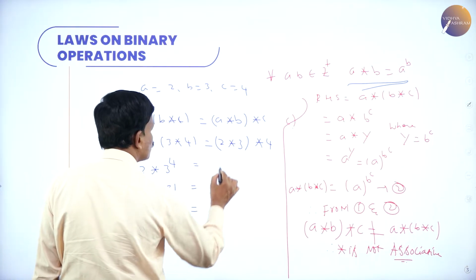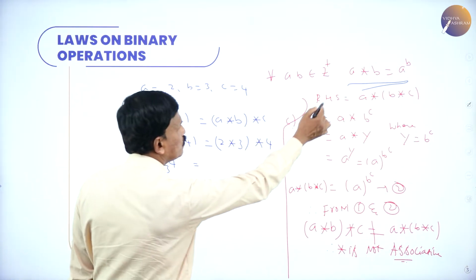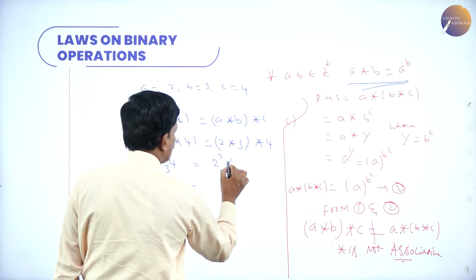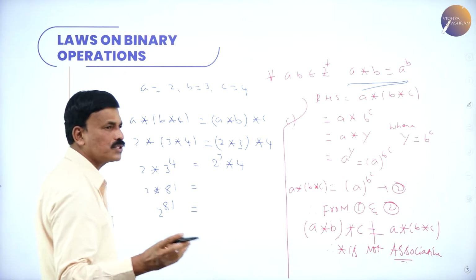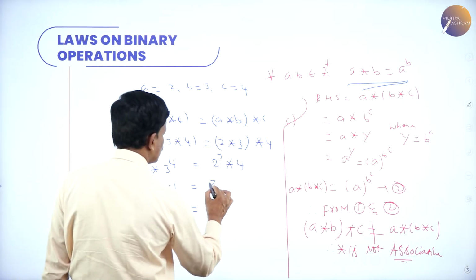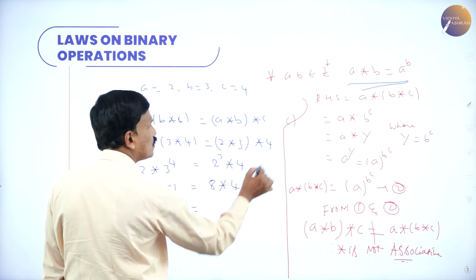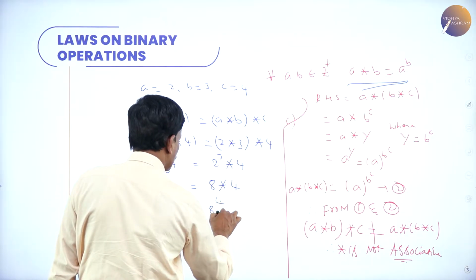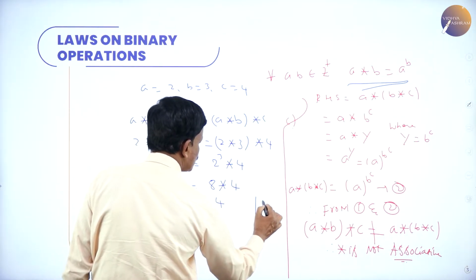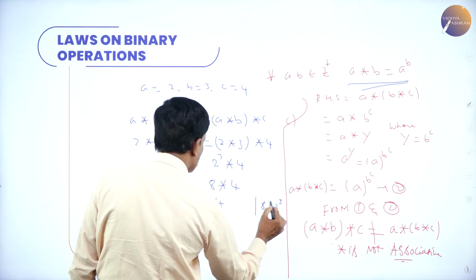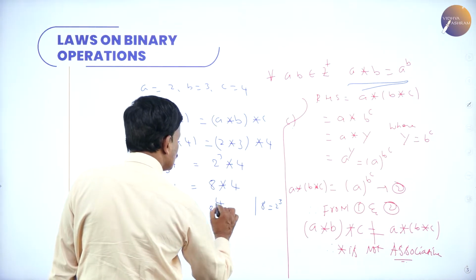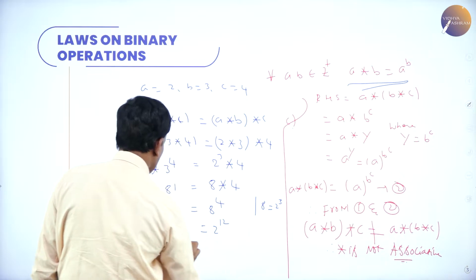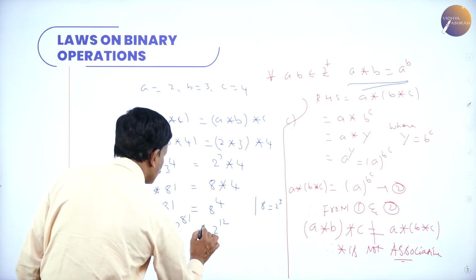On the other hand, (2 star 3) star 4. 2 star 3 can be written as 2 cube star 4. 2 cube means 2 2s are 4, 4 2s are 8. 8 star 4. So, again 8 star 4 can be written as 8 to the power of 4. 8 can be written as 2 cube. So, if you want, you can write this as 3 4s are 12. So, 2 to the power of 12.